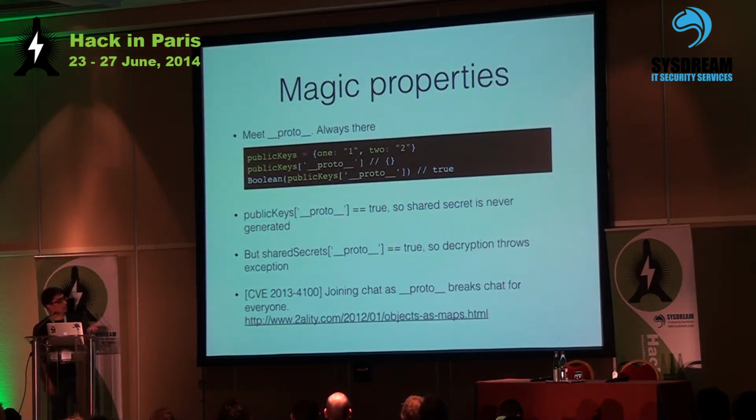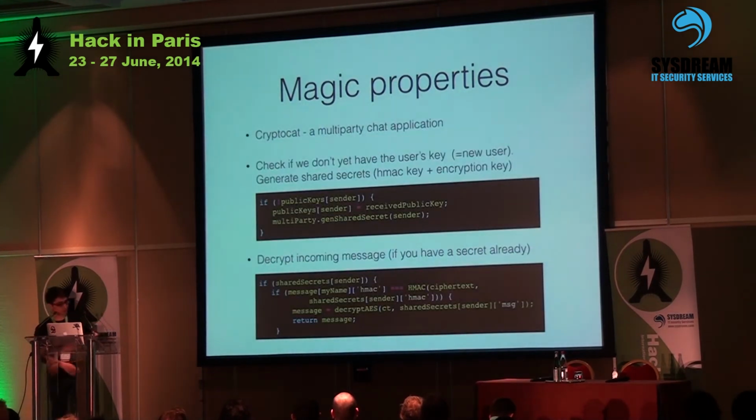So __proto__ is a special magic property of every JavaScript object. And in this particular case, the value of __proto__ is an empty object, but an empty object is a truthy value in JavaScript. So if you treat it as a Boolean, it's true. As a result, the first check, publicKeys[__proto__]. Actually, let me go back to the slide because that one is much clearer.